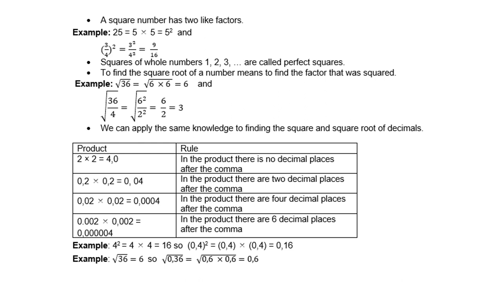0,002 times 0,002 is 0,000004. In the product, there are six decimal places after the comma.